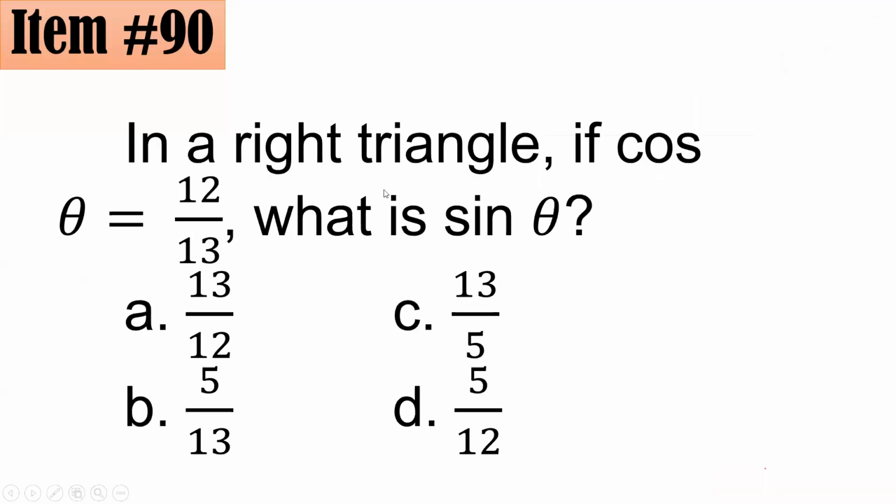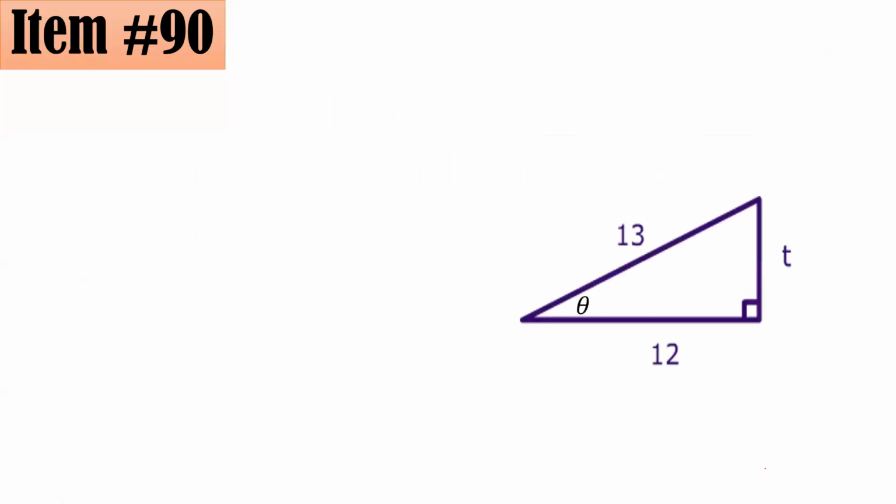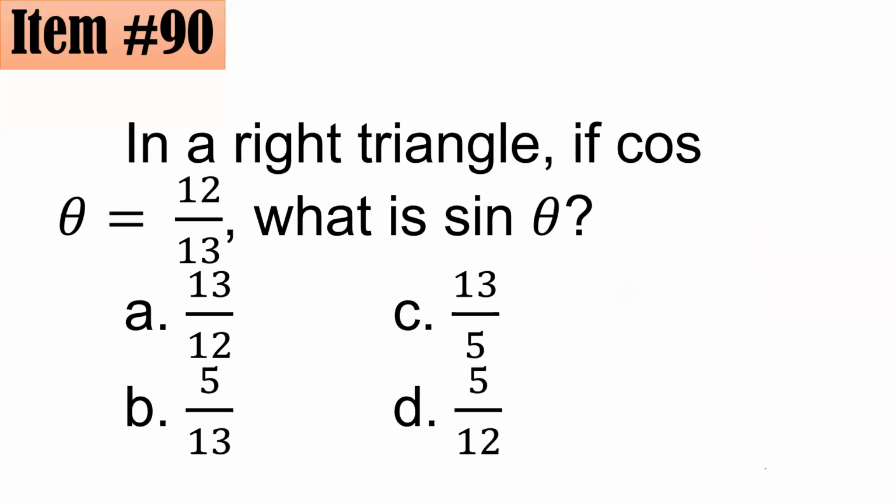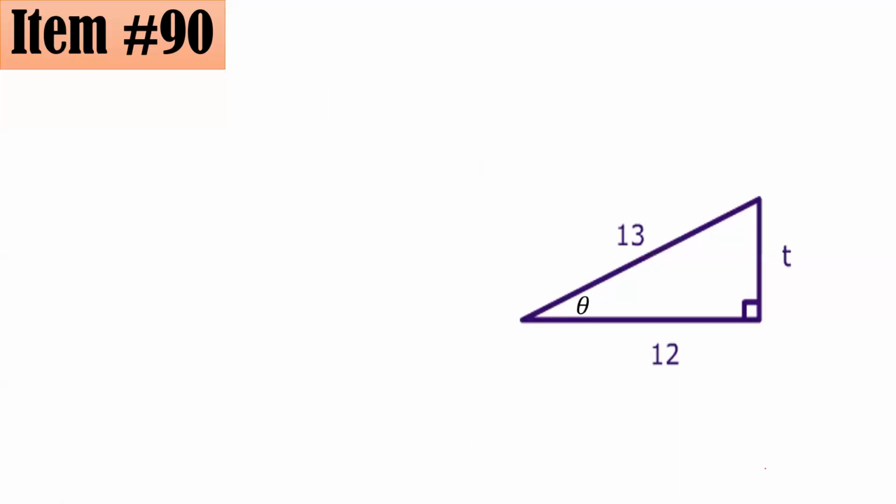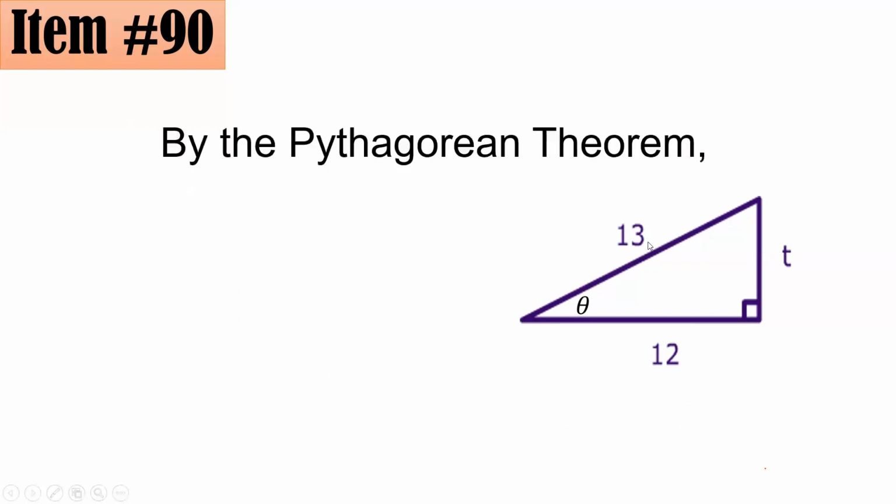90. In a right triangle, if cosine theta equals 12/13, what is sine theta? Okay, letter B yung sagot karamihan sa akin. Tama nga ba yung 5/13? Tama nga ba yan, Sir Chad, Sir Jason, Ma'am Ayesa, Ma'am Basket, Ma'am Nerds? Let's see. If this is your triangle po, sabi kasi cosine theta 12/13. And cosine is defined as adjacent over hypotenuse, if this is your theta.